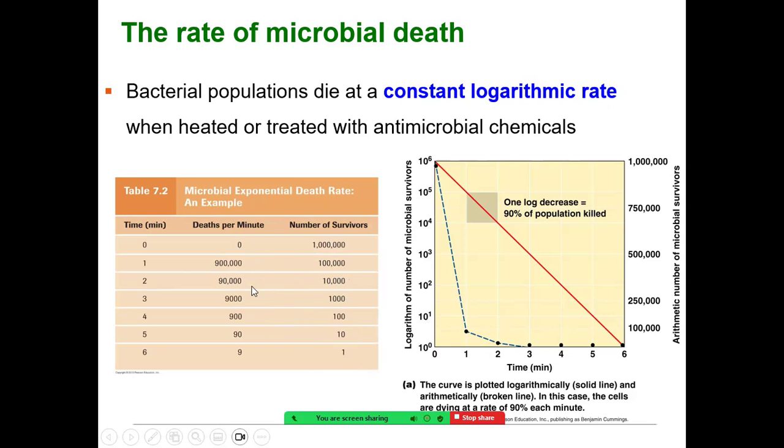After 6 minutes, only 1 cell surviving. So the deaths are having a constant die rate. And the important thing is that if you have lots of cells, you need more time to expose the cells to the antimicrobial agent. But that doesn't work when you use an arithmetic scale where the dying happens like that. But if you use a log scale, it's a constant death rate. Any question about any of that?